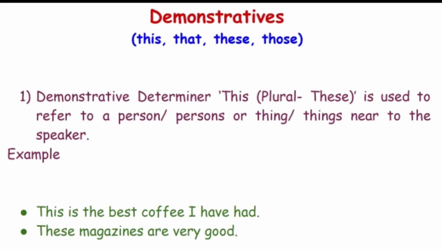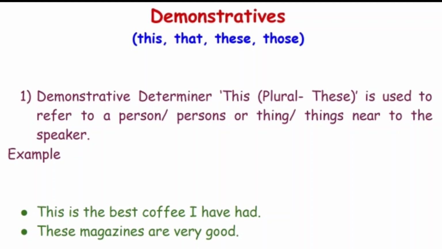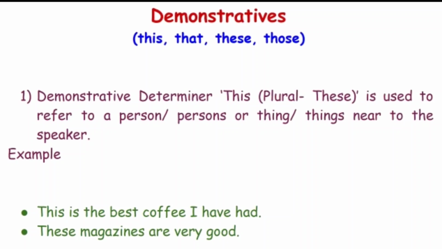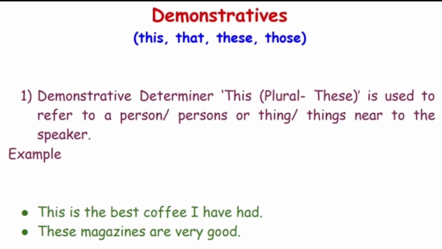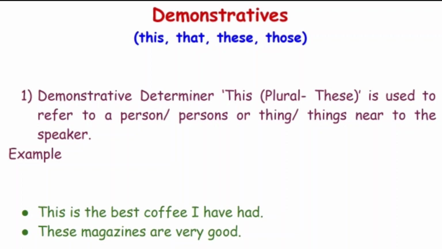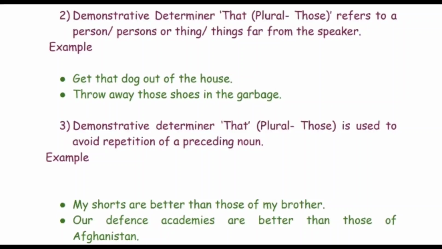Yes, this is the best coffee I have had. This over here tells that the coffee was just near to the speaker. In the same way, these magazines are very good. And in the same way, that and those refer to the things that are away from the speaker, and that shows singular and those shows plural. For example, get that dog out of the house, or throw away those shoes in the garbage.